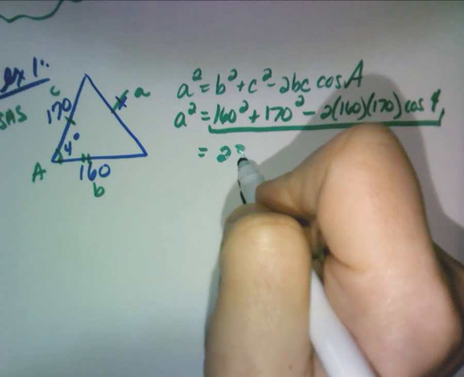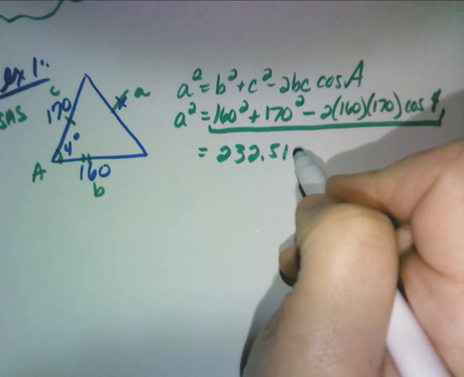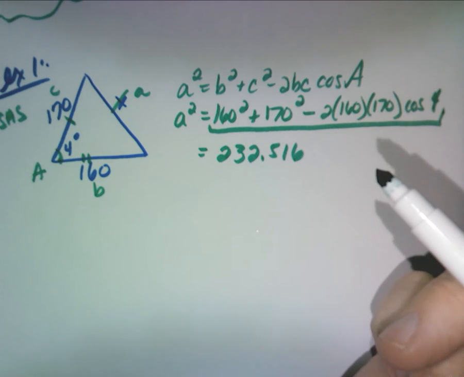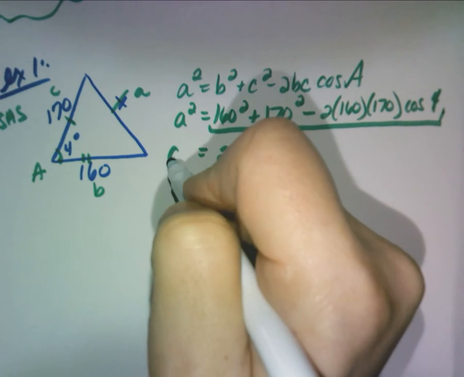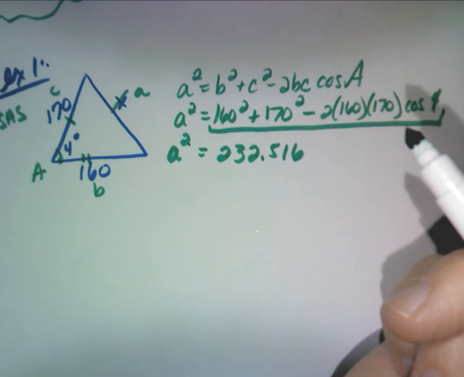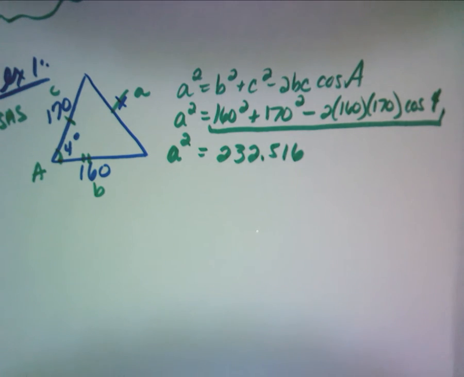I got 232.516. Did you get that roughly, if you type it all in? Now that is what a squared is. That's not what a is. What would you do to find a?